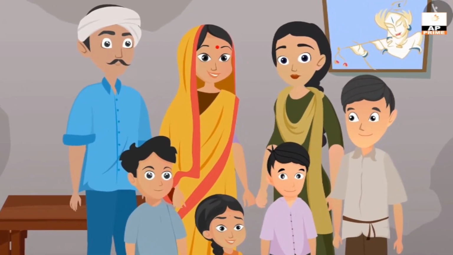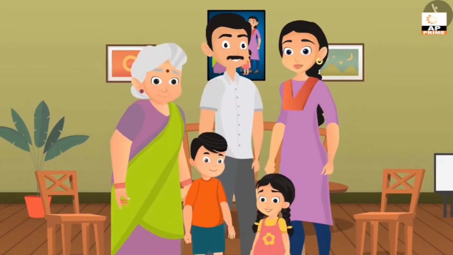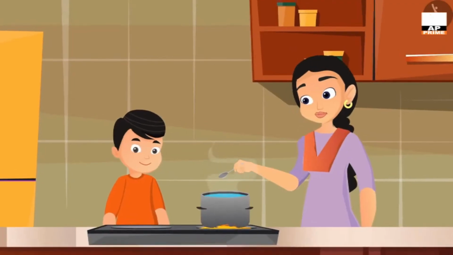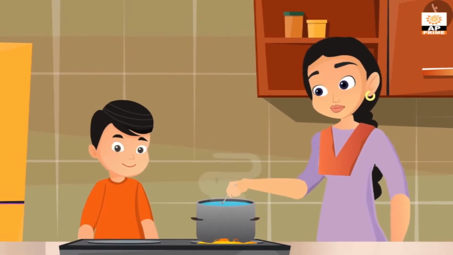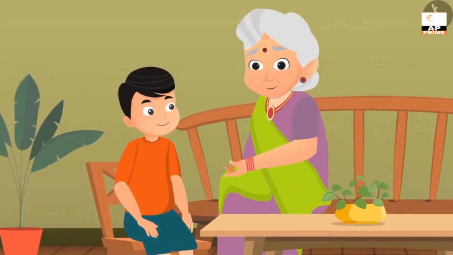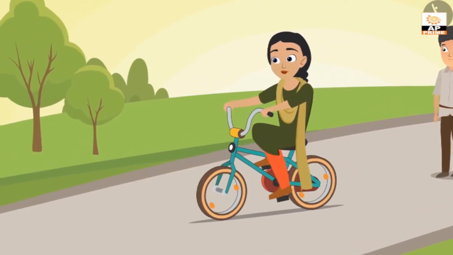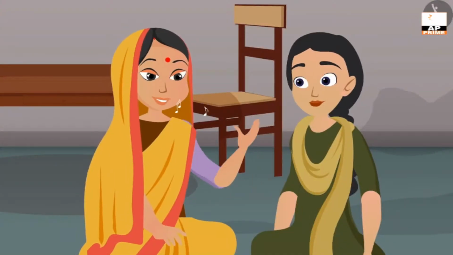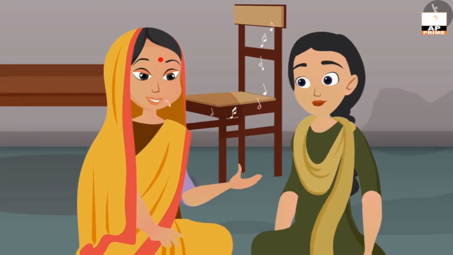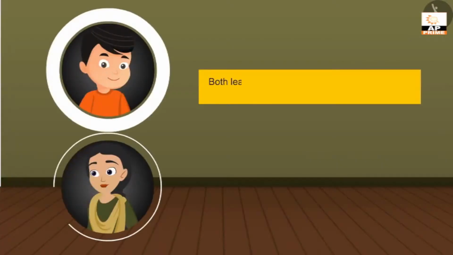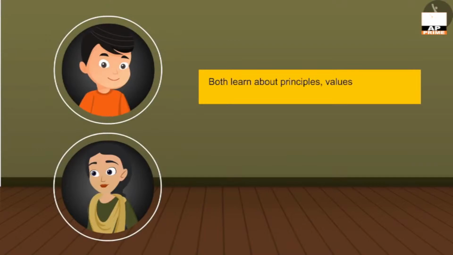Our family is our first school. We learn so many things from our family members. Raju learned how to cook from his mother. He learned many stories from his grandmother. Pushpa's cousin taught her how to ride a bicycle. She learned many folk songs from her mother. Both learn about principles, values, and ideal behavior from their families.